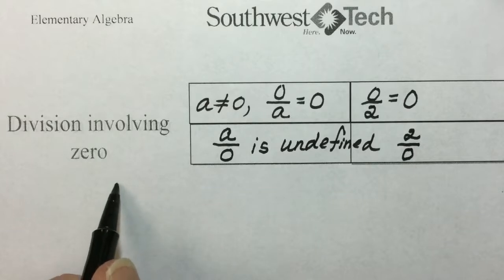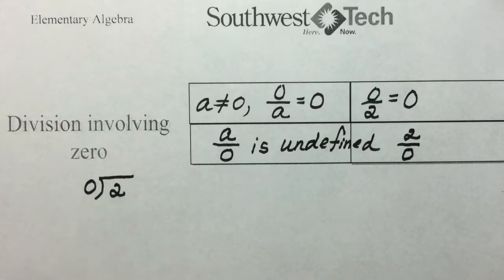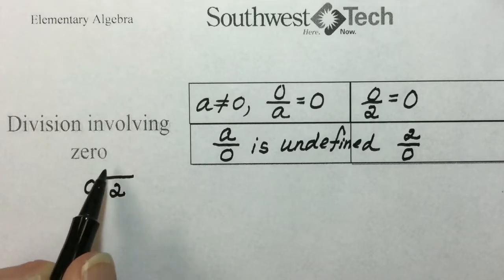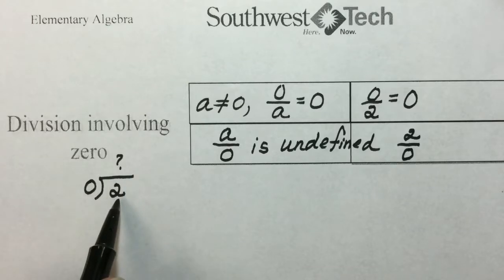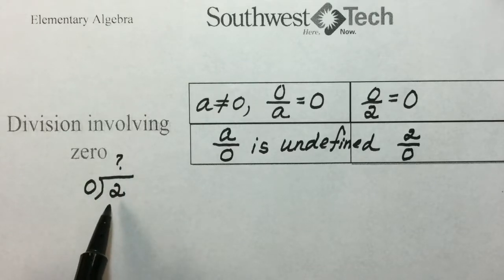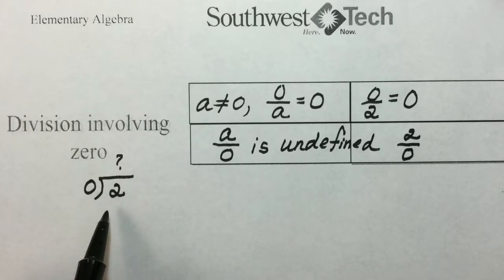And to illustrate that, if we take 2 divided by 0 and set up our long division, we would ask what times 0 equals 2. Well, it's not 0. 0 times 0 is 0. It's certainly not 2, because anything times 0 is 0. There isn't a number. And so in the math world, we call this undefined.